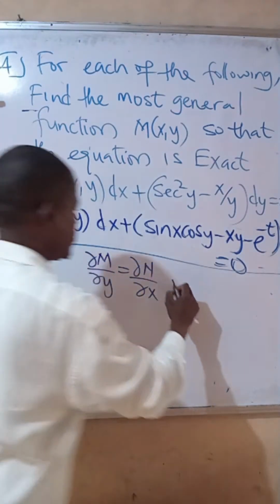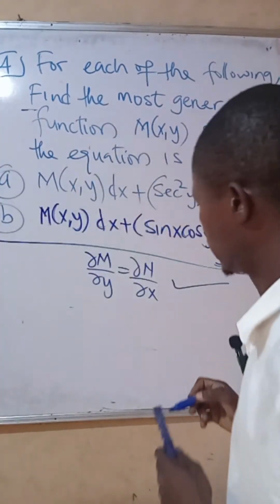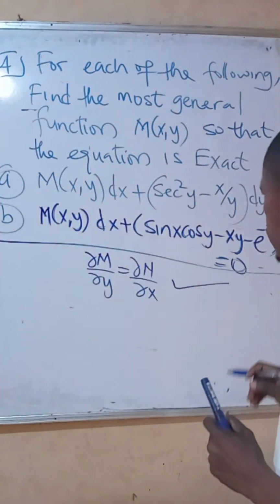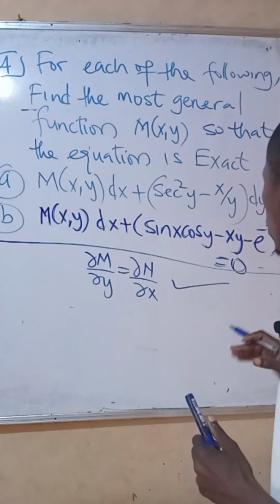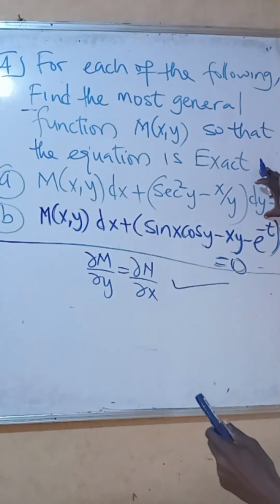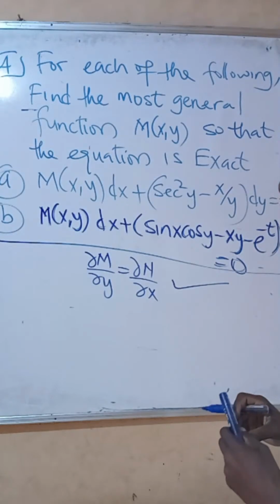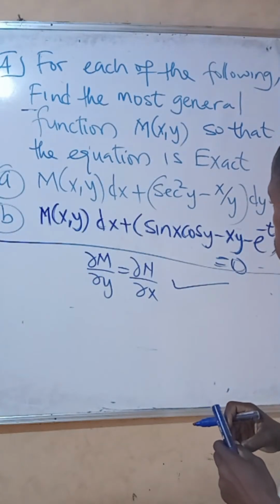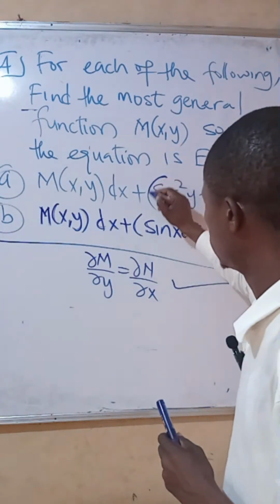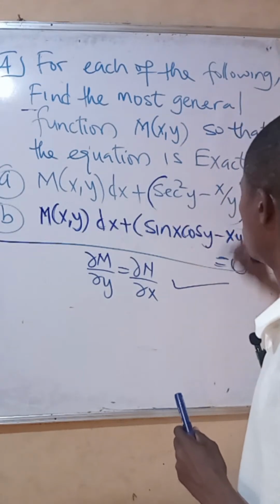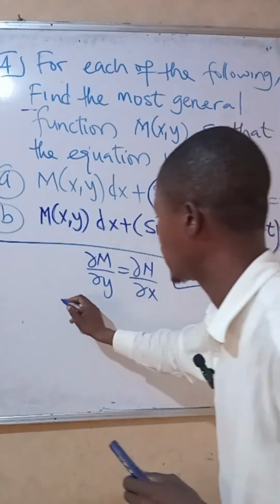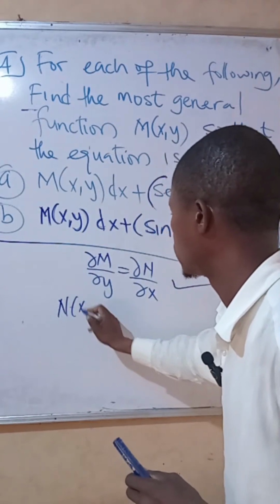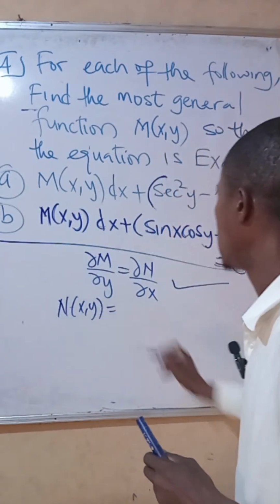That's step 1. That's the condition for exact equation. Then what we are going to do now, we're going to look at this and correspond it to the general equation. If you correspond this to the general equation, this implies N is equal to what? As a function of two variables, N is equal to what?